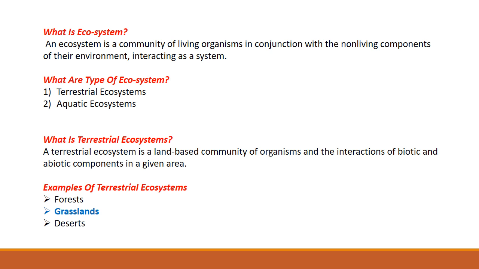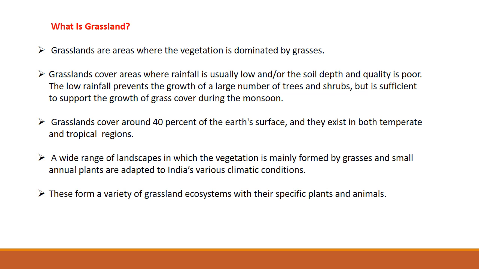A terrestrial ecosystem is a land-based community of organisms and the interaction of biotic and abiotic components in the given area. The examples of terrestrial ecosystems are forest ecosystem, grassland ecosystem and desert ecosystem. In this lecture, we discuss the grassland ecosystem. Grasslands are areas where the vegetation is dominated by grasses. Grassland occupies about 40% of Earth's surface.